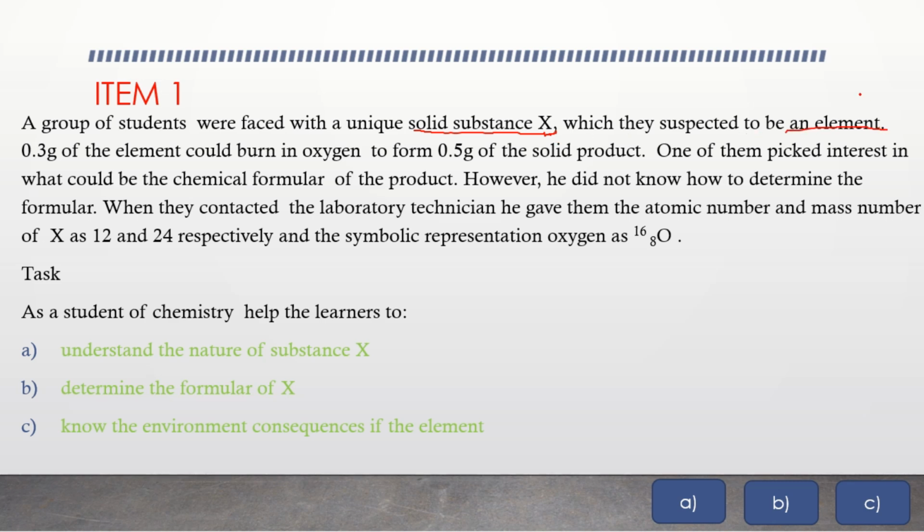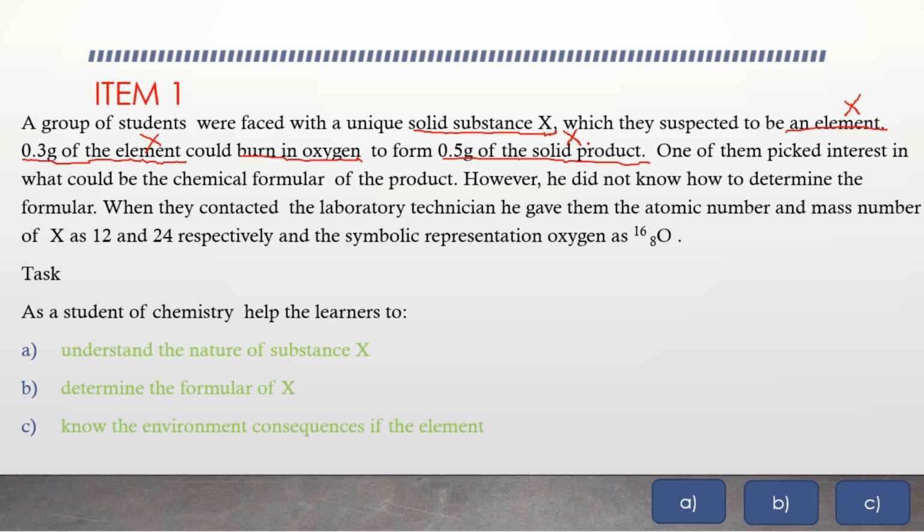So the students suspect X to be an element. Then 0.3 grams of the element, and remember we say the element is X just from this way. So 0.3 grams of X could burn in oxygen to form 0.5 grams of the solid product.